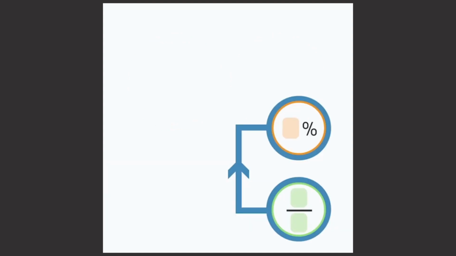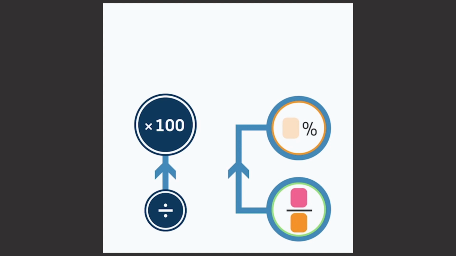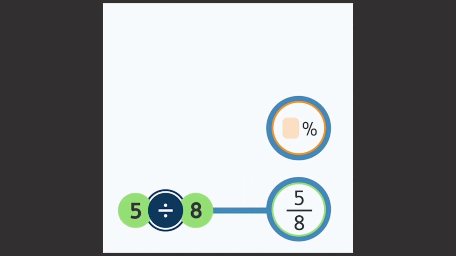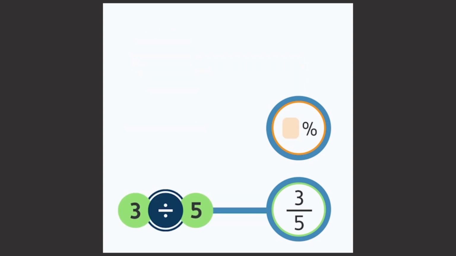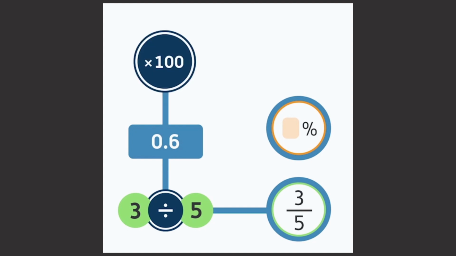To change a fraction into a percentage, you divide the numerator by the denominator, then multiply the result by 100. For example, to convert 5/8 into a percentage, divide 5 by 8, which is 0.625, then multiply this by 100. This gives 62.5%.